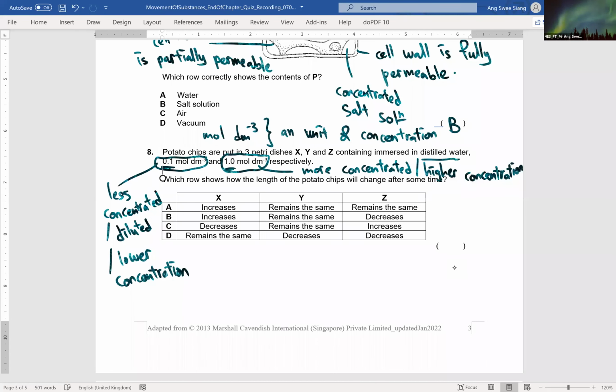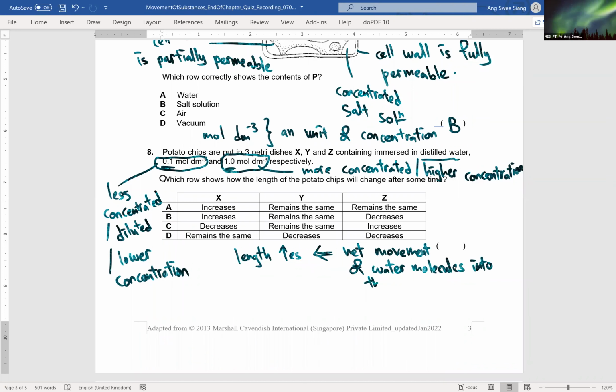So if you place them into three different solutions, of course there will be changes in length. When will it increase? When will it decrease? So when the length increases, it is when there is net movement of water molecules into the cells. In this case, it's potato cells, into the potato cells.